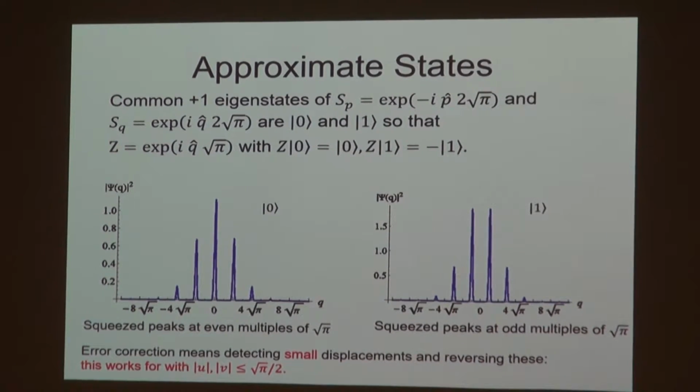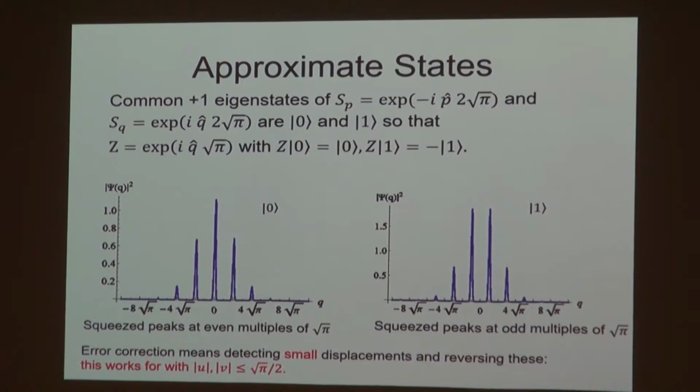Okay, so a finite photon number version of these states will not be an infinite sum of these peaks. It will be a sum sort of like this. This is the wave function of the zero state for a certain number of photons. So the idea is there are peaks at even multiples of square root of pi. But there is a finite envelope, a Gaussian envelope, and these peaks are not infinitely sharp. So there's finite squeezing involved. And similarly, it has peaks at odd multiples of square root of pi.